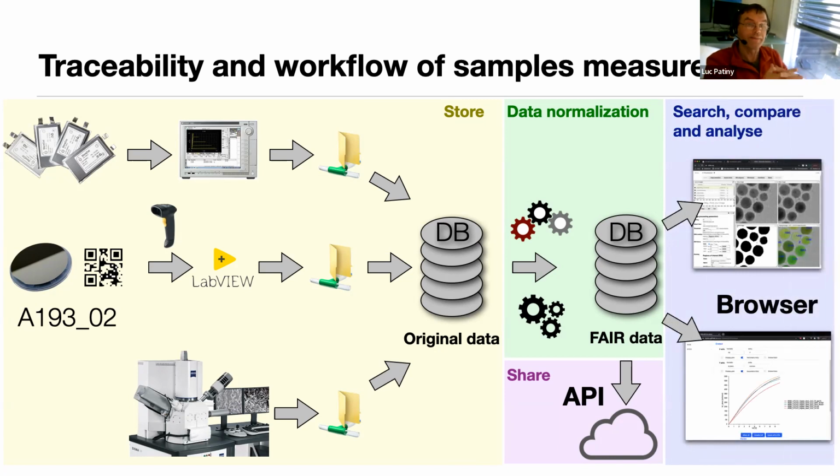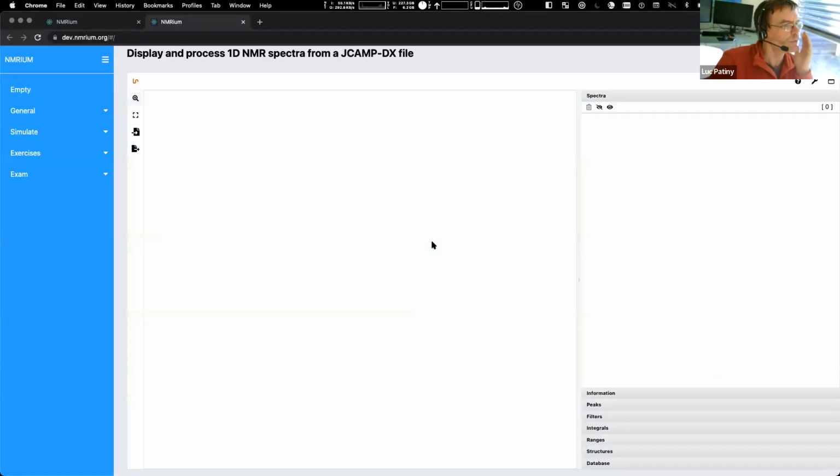But our goal is also to be able to process those data directly in the web browser. And that's the main reason for JavaScript. So the goal is to be able to replace the applications you need to install on your computer today and just use the web browser. So one example is dev.nmrium.org. Everything I will show you is of course open source.